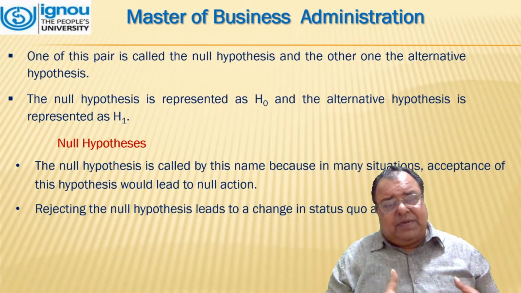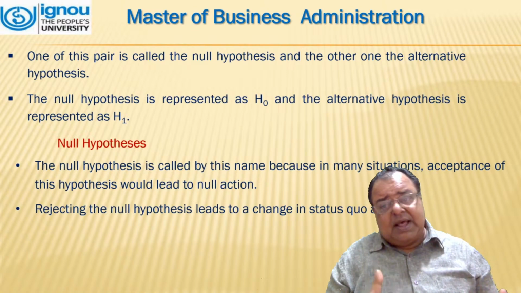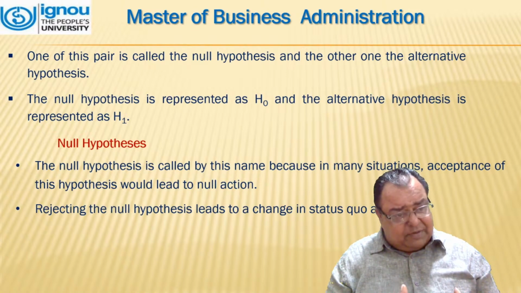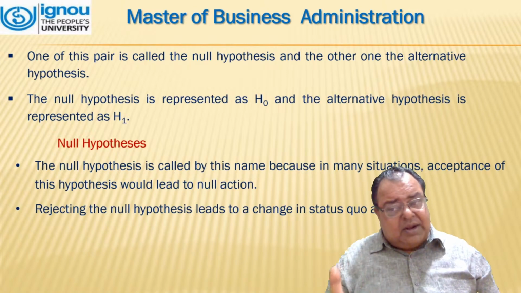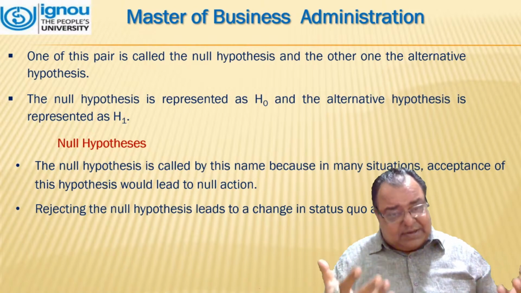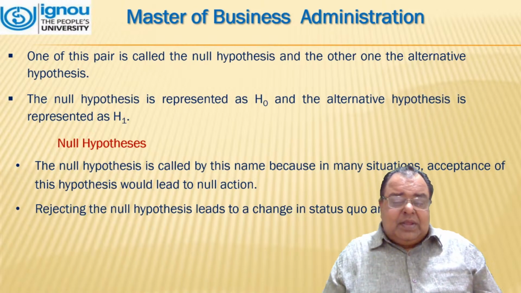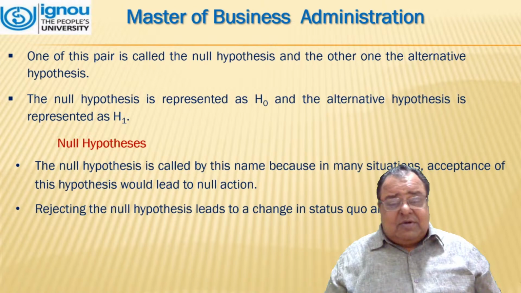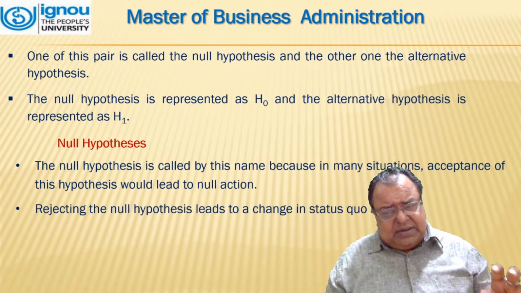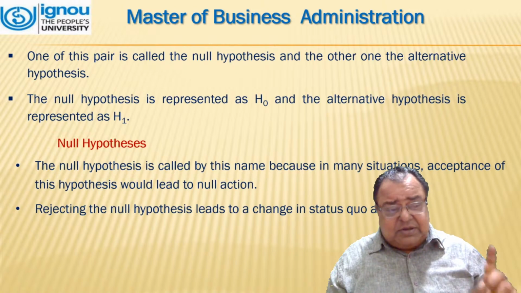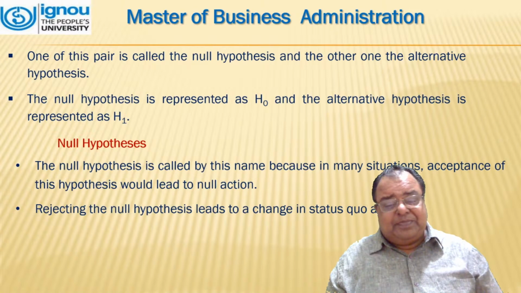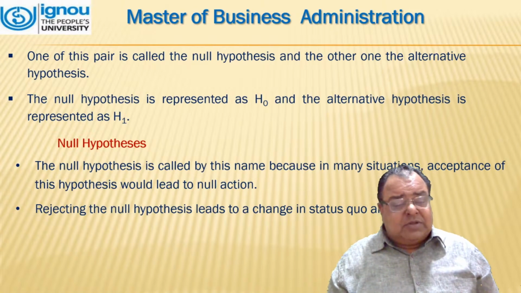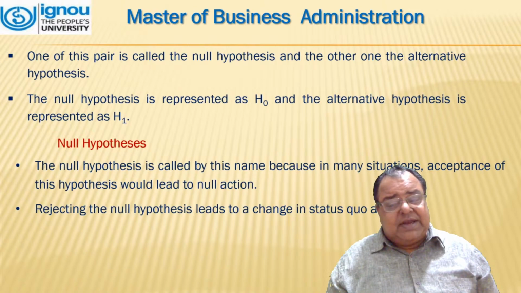One of this pair is called the null hypothesis and the other is known as the alternate hypothesis. The null hypothesis is represented by H0 and the alternative hypothesis is represented by H1. Now the question arises, what is meant by null hypothesis? The null hypothesis is called by this name because in many situations, acceptance of this hypothesis would lead to null action. Rejecting the null hypothesis leads to a change in status quo ante.